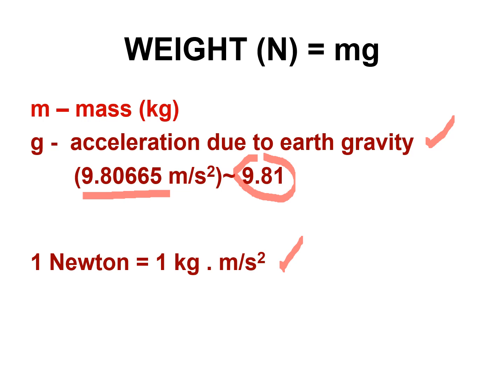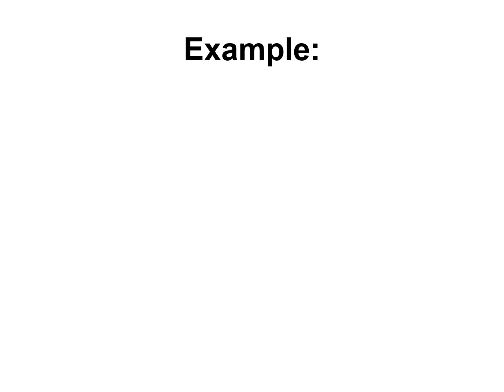So every time we are working with force or weight on Earth, you need to convert that into Newton. These are the units that are used, meter and second. Let's look at an example. 1 kilogram is about 9.81 Newton.